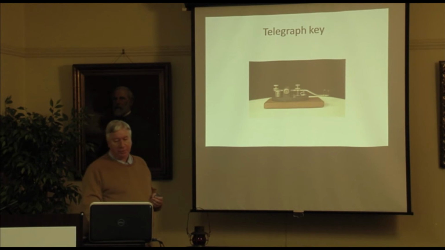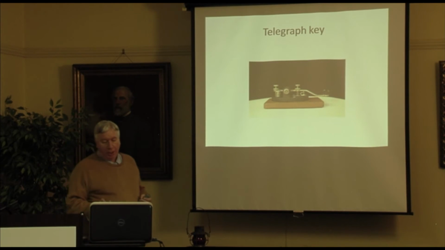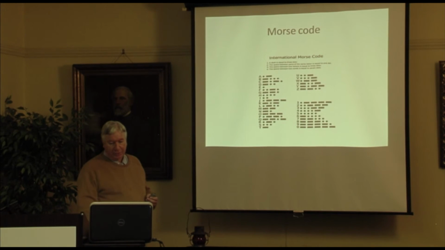And in 10 years, he comes up with his own system. This is a telegraph key. And this telegraph key is what he's going to use to send and receive messages through a copper wire, which is going to transmit electricity. He develops the Morse code.